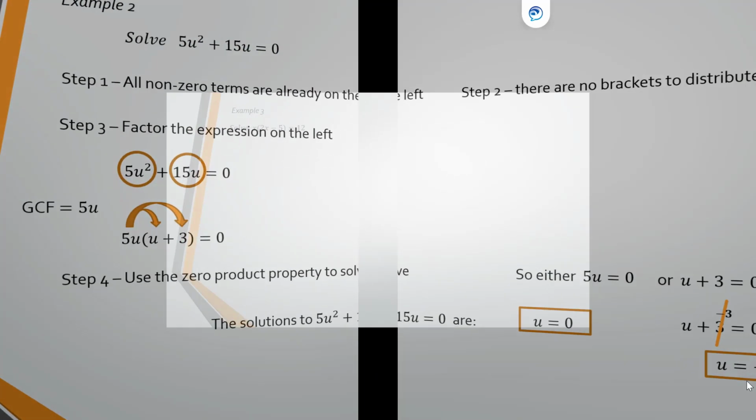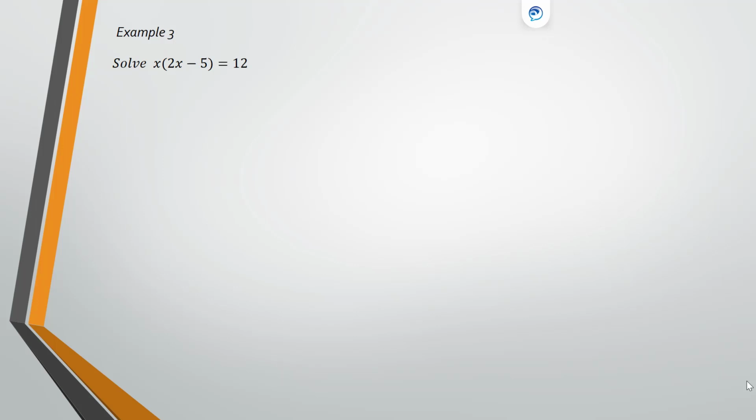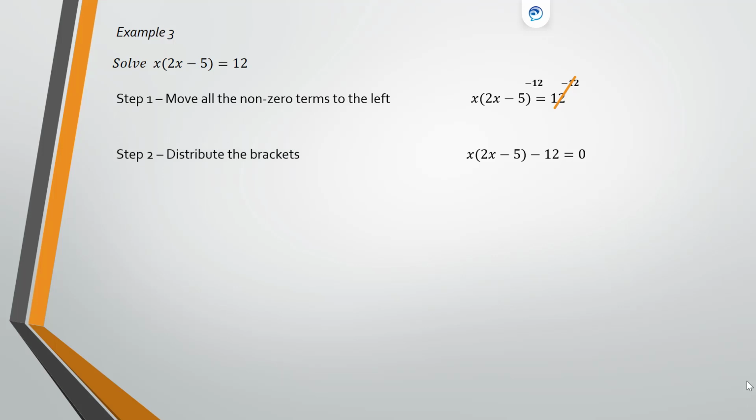All right, final example. Okay, example 3, we're going to solve x multiplied by 2x minus 5 equals 12. So, first step, we need to move all the non-zero terms to the left. Now this time we've got 12. 12 is non-zero. So we need to move the 12 to the left-hand side. So let's subtract 12 from both sides of the equation. Minus 12 plus 12 will cancel out, and we're left with x multiplied by 2x minus 5, minus 12 is now equal to 0. Now we can move on to step 2 and distribute the brackets.